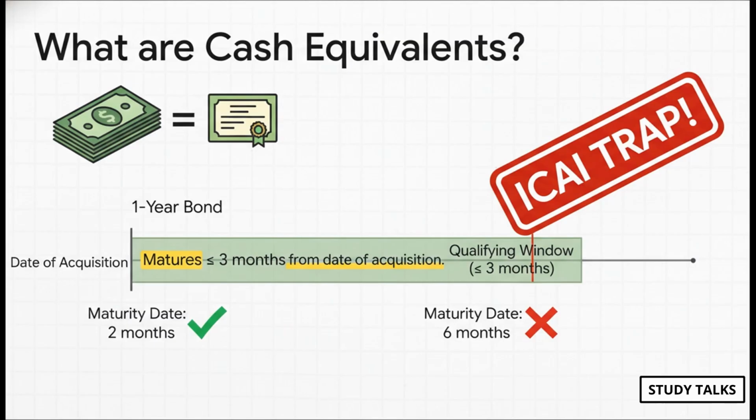Now here's where it gets a little more interesting. Cash equivalents. These aren't cash, but they're super close. Think of investments that you can turn into cash really fast with almost no risk of losing value. But here is the killer detail, the one that ICAI just loves to twist in exam questions. The maturity has to be 3 months or less from the day you bought it, not its original maturity. So if a company buys a 1-year bond that only has 2 months left until it matures, boom, it's a cash equivalent. That is a classic trap, so watch out for it.